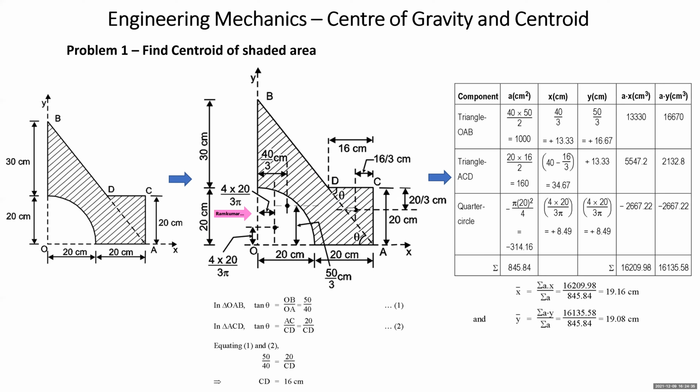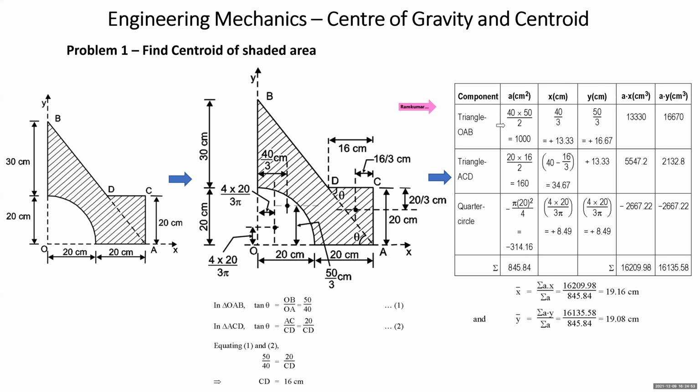Now you will go to the table. You need to make a table of 6 columns: component, A, X, Y, AX, and AY. Unit should be written. Dimensions are in centimeters, so area will be in centimeter square. X and Y coordinates will be in centimeter. AX and AY will be in centimeter cube. First, we are taking triangle OAB.